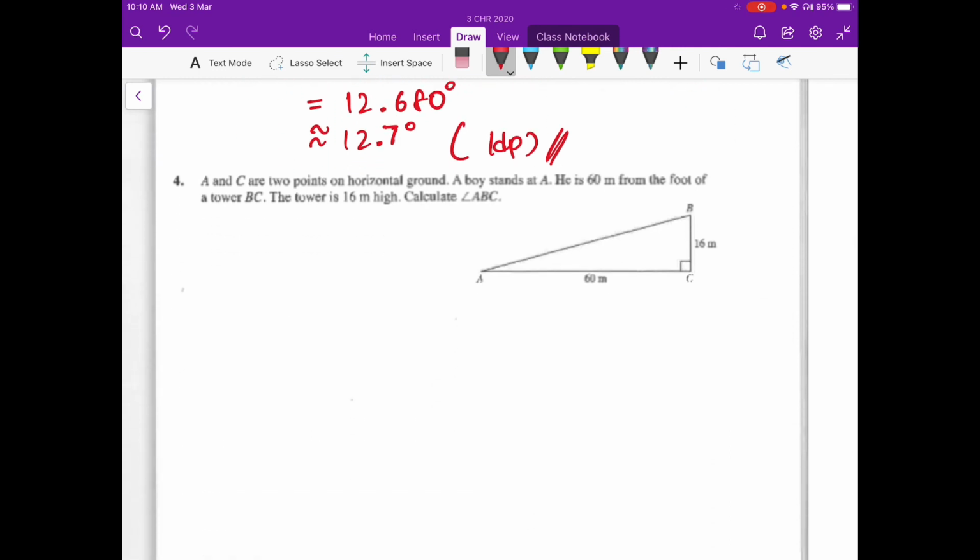Okay, and then finally, the last question on this page. Calculate angle ABC. In order for us to continue, we need to draw it first. ABC. Then now, we are able to determine which is the opposite and which is the adjacent. We're going to be using tangent. Opposite, which is 60, adjacent 16.